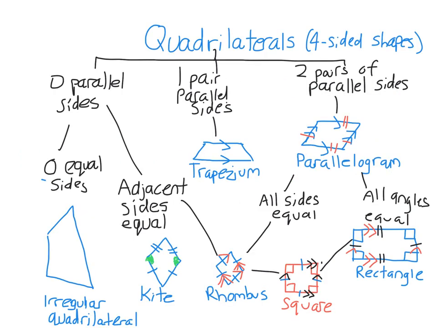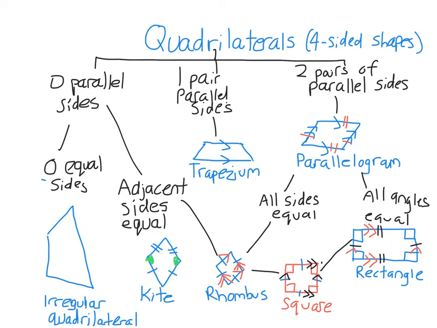So this chart here helps us classify quadrilaterals. I'm sorry that it's so complicated. It turns out that there are more than 3 types of quadrilaterals, where there's only 3 types of triangles. So that's why this is complicated. There are so many different types of quadrilaterals. So let's start at the top.